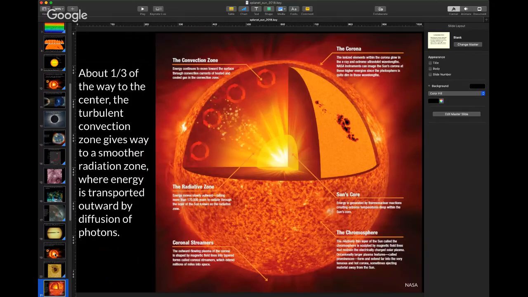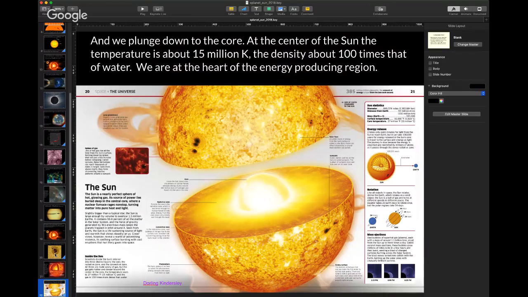So as we keep on going toward the center, we get about a third of the way to the center or so, and we find that all that turbulence goes away, and we enter what is called the radiation zone, where energy, instead of being transported by material moving around, is able to be transported just by photons moving outward, the diffusion of photons as it goes on out. So here's another map of the sun. We've covered the corona, the chromosphere, the photosphere. We've gone through the turbulent convection zone, and we are in the radiative zone on our way to the core.